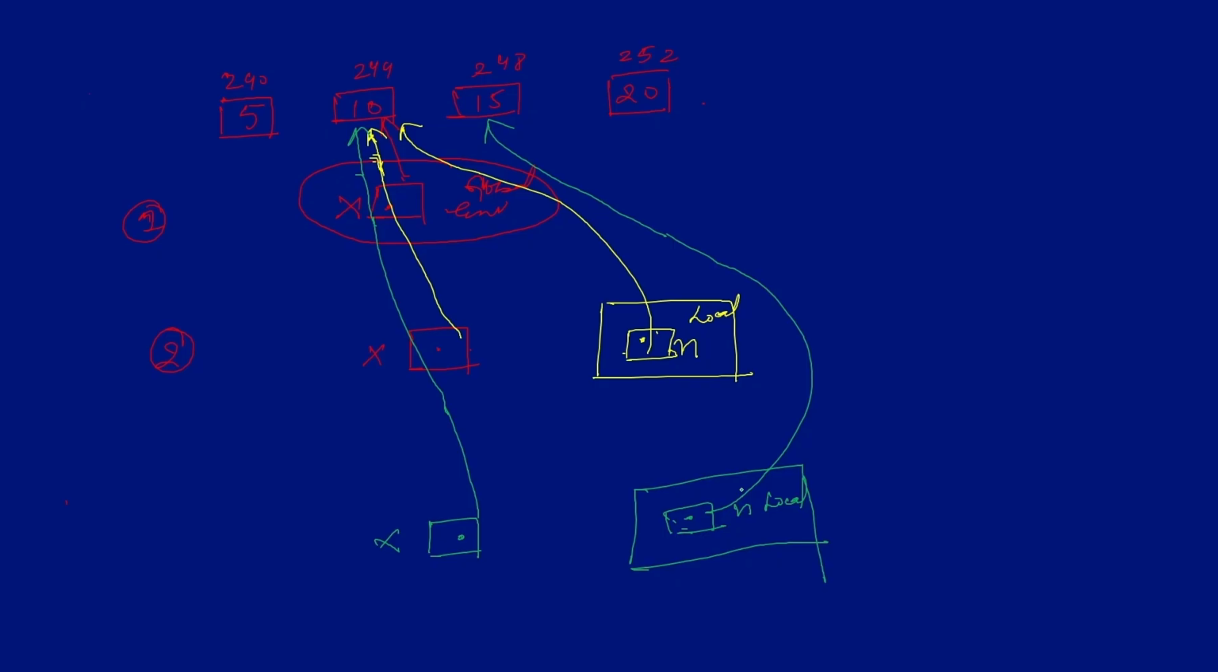But the value of x stayed the same. It is still referring to that particular memory location 244 where 10 is there. So this is how it behaves. I hope this is clear, why the value of x stayed the same even when we were changing the value of n locally. The value of n changed locally, it referred to another memory location when the scope was local, but outside, in the global scope, the value stayed the same.